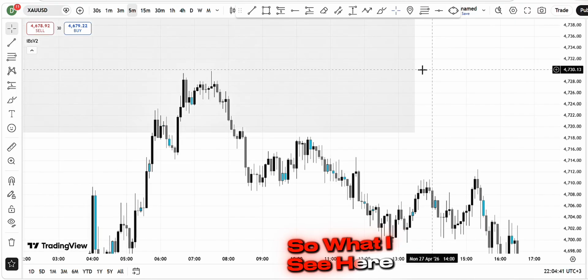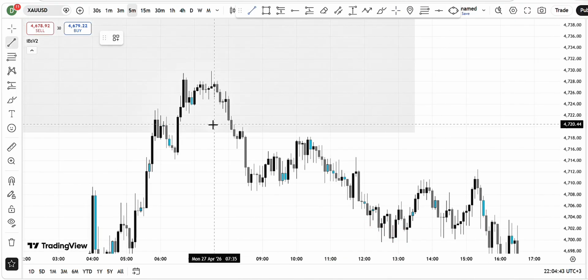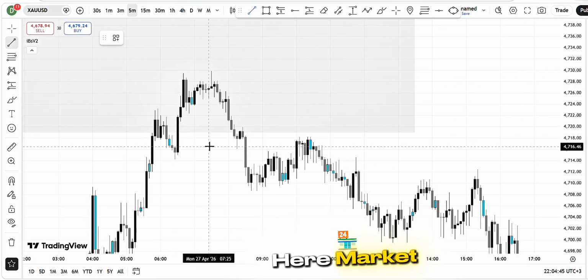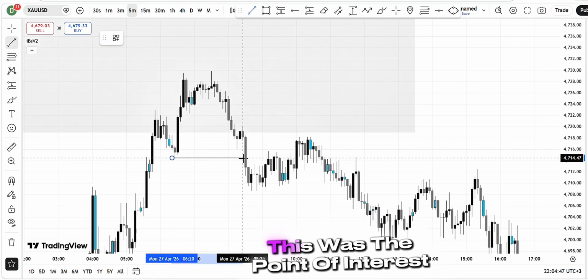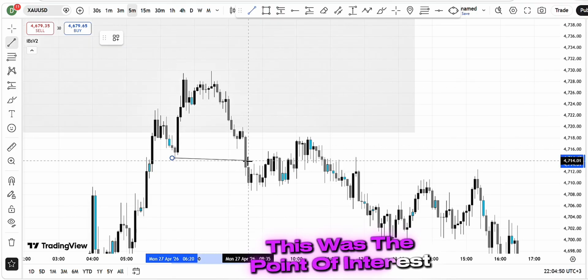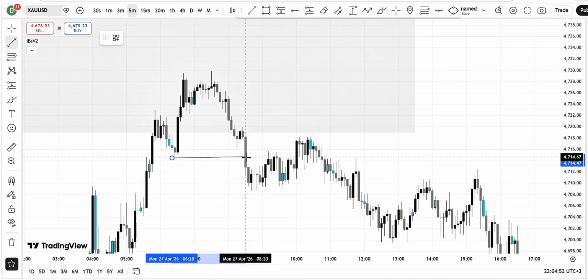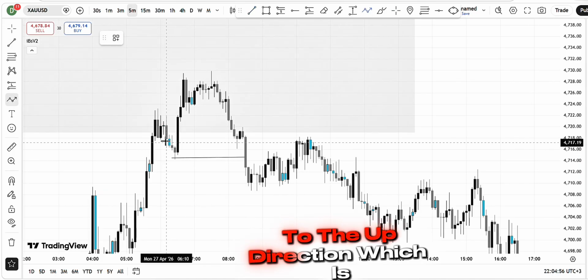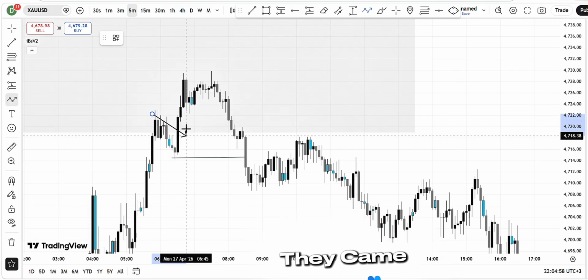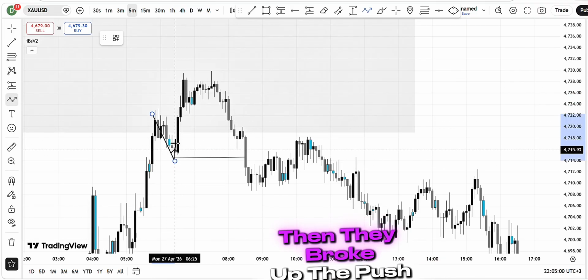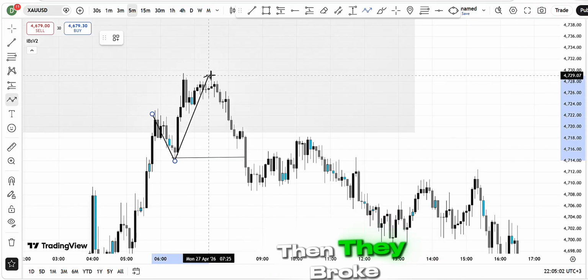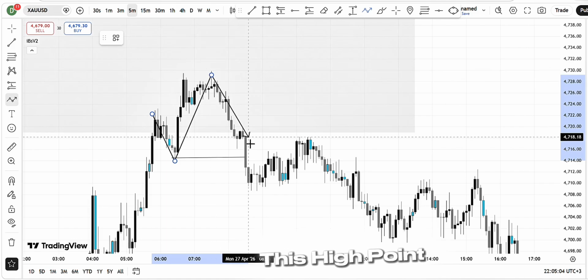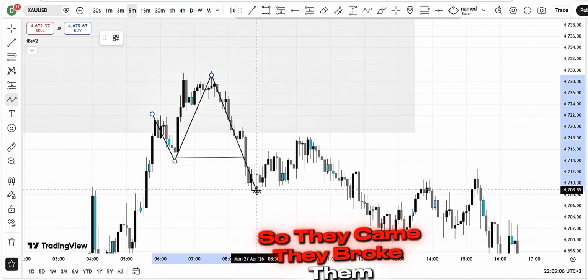So what I see here, the market shifted from here. This was the point of interest that broke structure to the uptrend, to the up direction, which is this one. They came like this, they pushed, then they broke up. They pushed, then they broke up to this high point. So they came, they broke them.